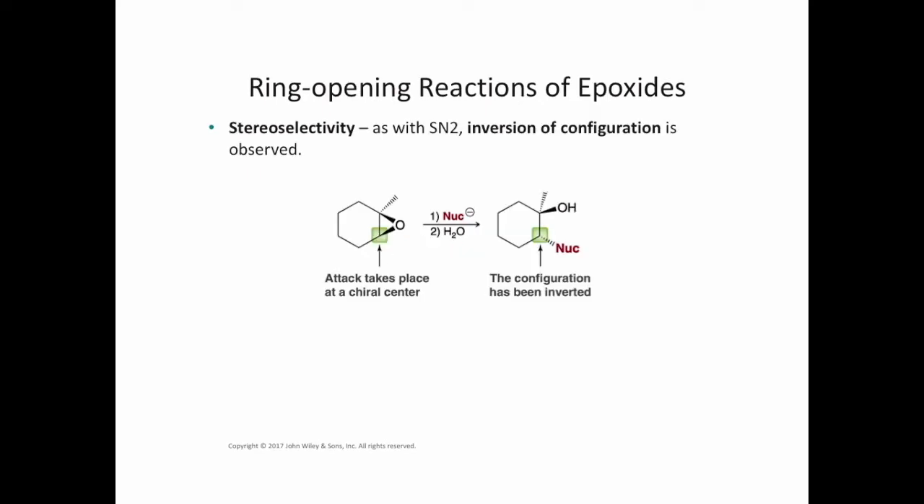And just like with other SN2 reactions, we will get inversion of configuration. So notice the chiral center here. When the nucleophile attacks, it will attack from a backside attack, and it will open up the ring, and therefore the chirality of that center is inverted. Notice the nucleophile is on a dashed bond, so it's pointing down where this bond was originally pointing up.